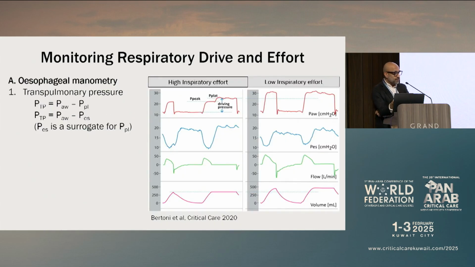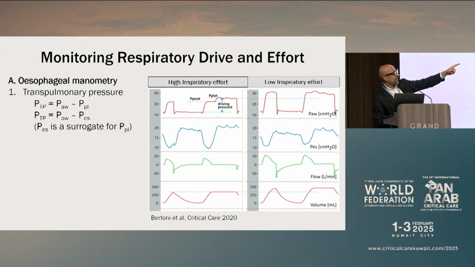For those people who are mechanically ventilated, one option is to use esophageal manometry, and that helps us generate the transpulmonary pressure, and that's useful because it can also give you an idea about how much pressure you're generating and whether or not that's leading to increased stress.